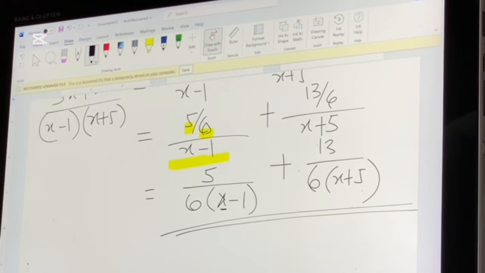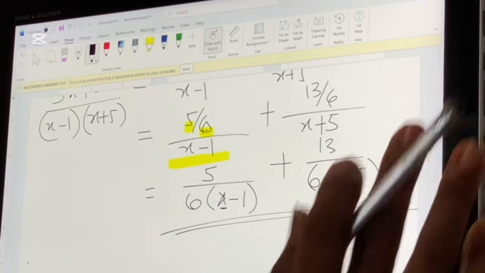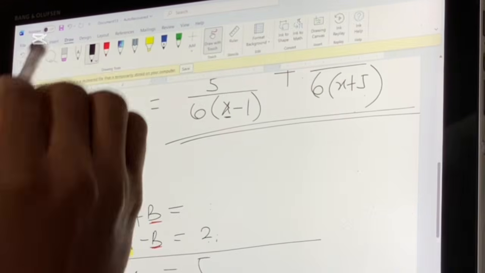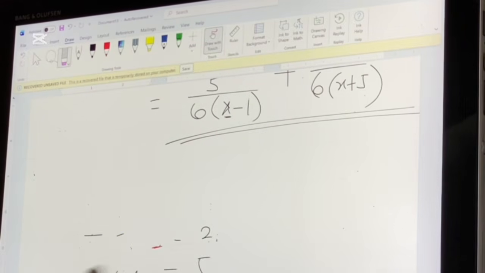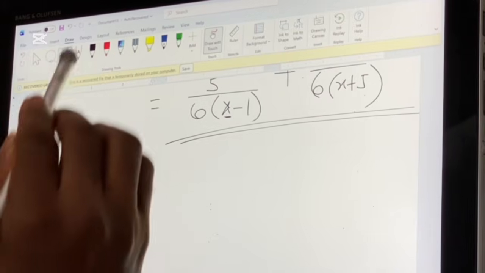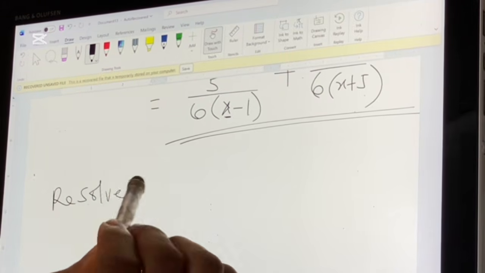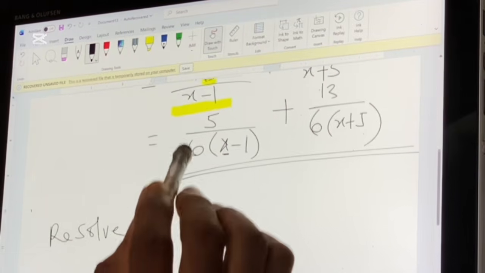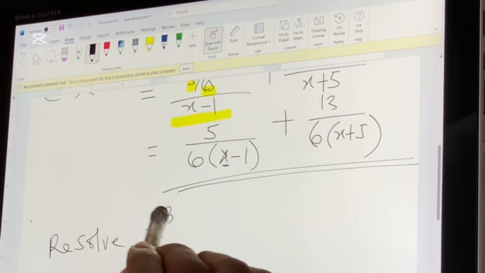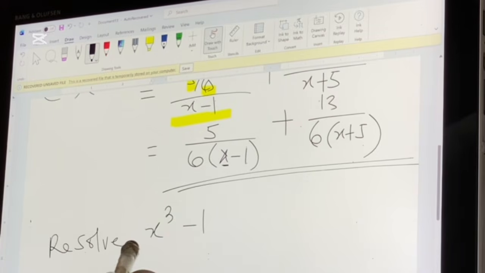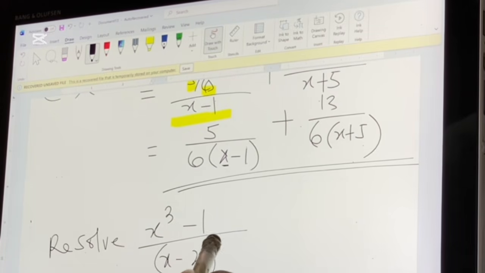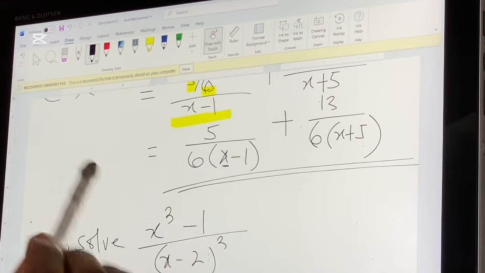So the next question, the next factor will be a repeated linear factor. If I'm asked to resolve something like this, s raised to the power of 3 minus 1 over (s minus 2) raised to the power of 3. Now, this is the next question we are going to treat.